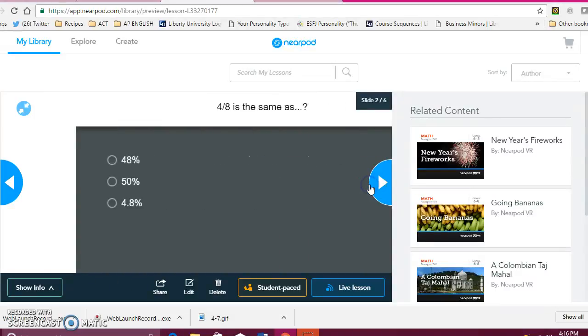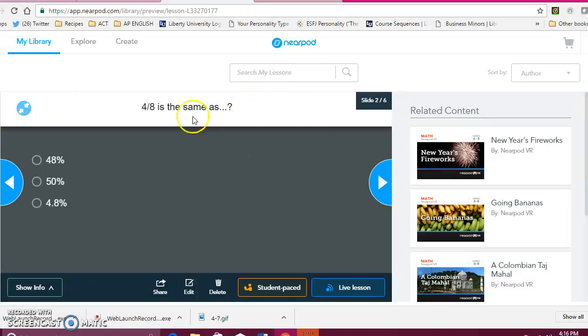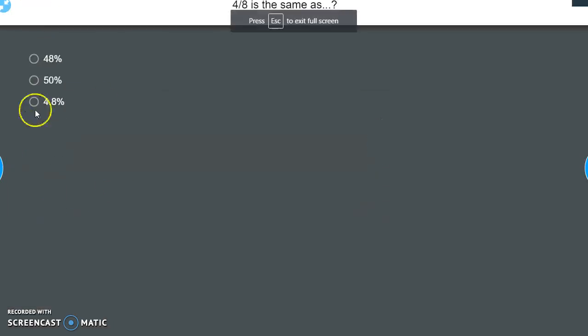So the first question is 4/8 is the same as, and they have some options, so then they would choose this. Let me make this full screen. They choose it on their phone, and this one's a little tricky because they have to be able to reduce 4/8 and then change the reduced fraction into a percentage. So 50% is the answer.